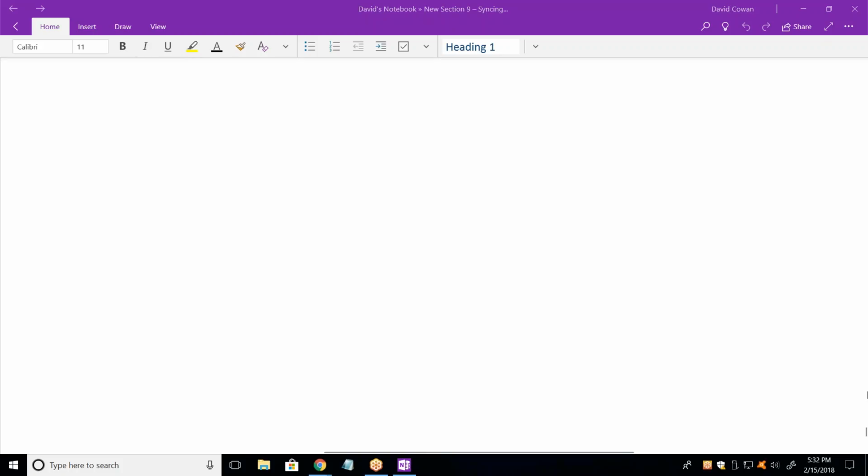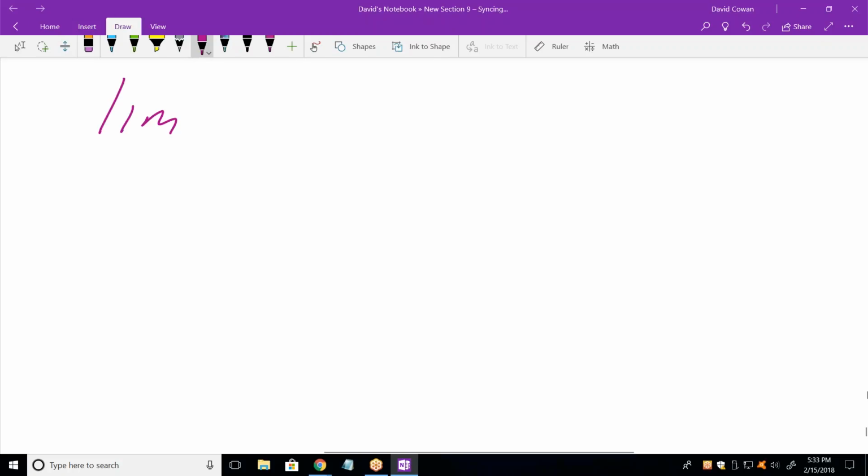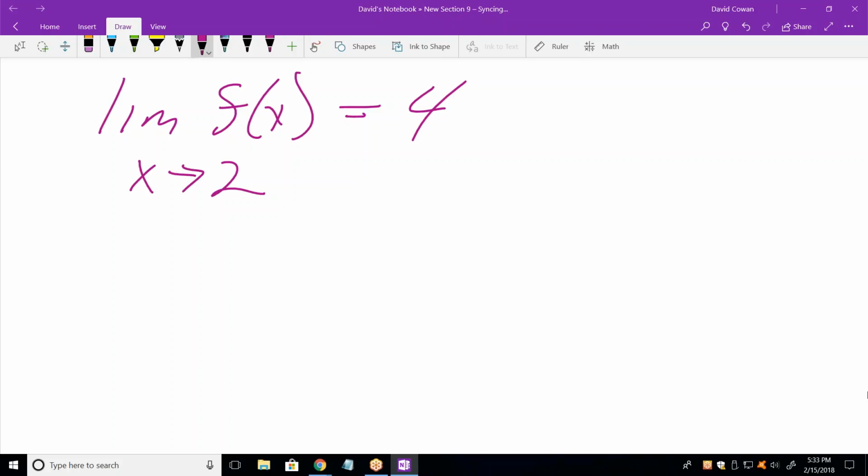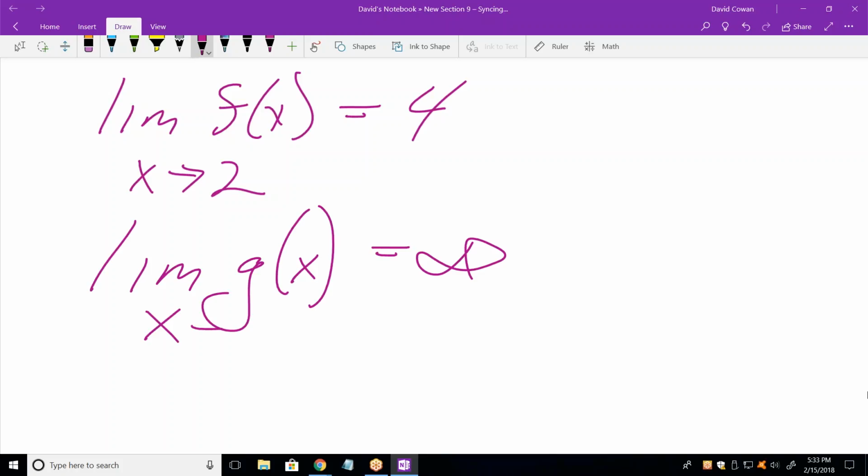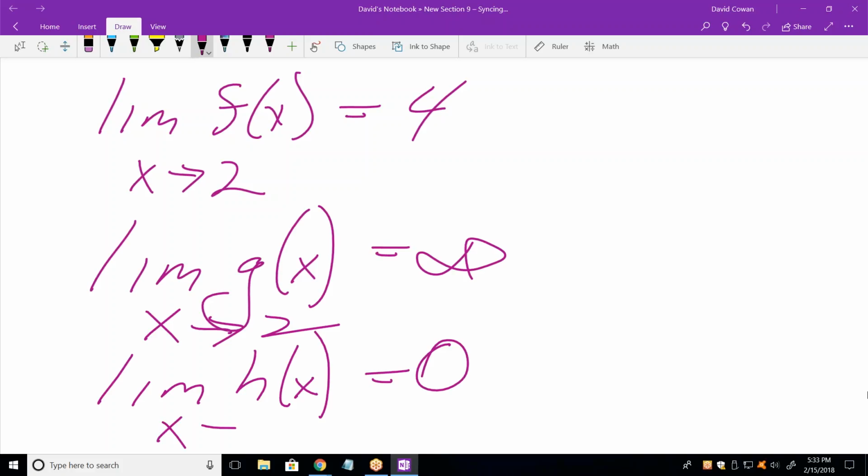All right, so this one says that given that the limit of f of x equals 4 as x approaches 2, and the limit of g of x equals infinity as x approaches 2, and the limit of h of x equals 0 as x approaches 2, and then it just gives find the limits of multiple problems below. And so the first one is the limit of the root of f of x as x approaches 2.